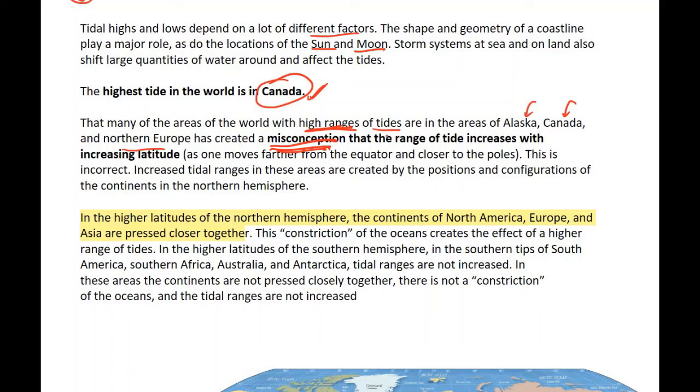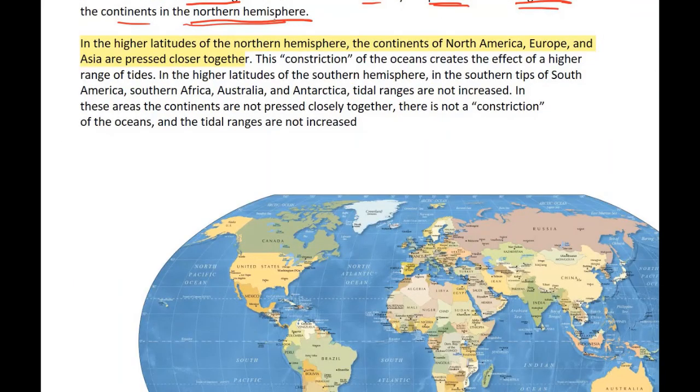But why is it that in Alaska, Canada and Northern Europe we see that tidal ranges are high? The increased tidal ranges in these areas are created by the positions and configurations of the continents in the Northern Hemisphere. What happens in the higher latitudes of the Northern Hemisphere? The continents of North America, Europe and Asia are pressed close together. If you see this entire thing, the continents are pressed close together. Here also we see this constriction. This constriction of oceans creates the effect of a higher range of tides.